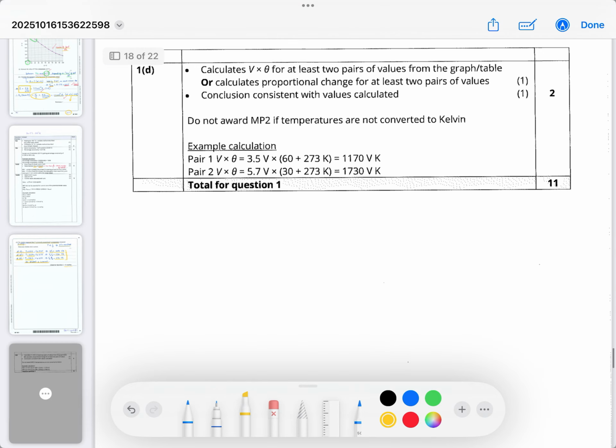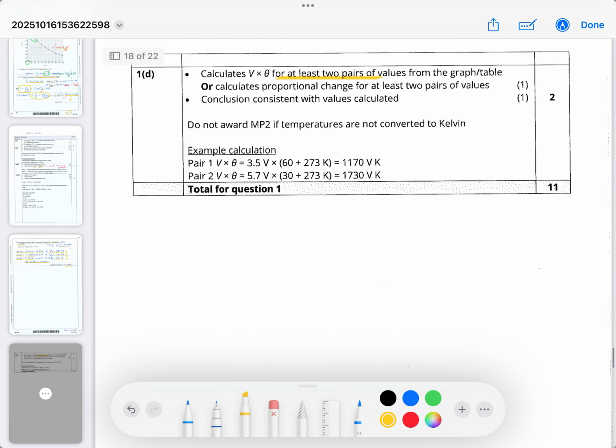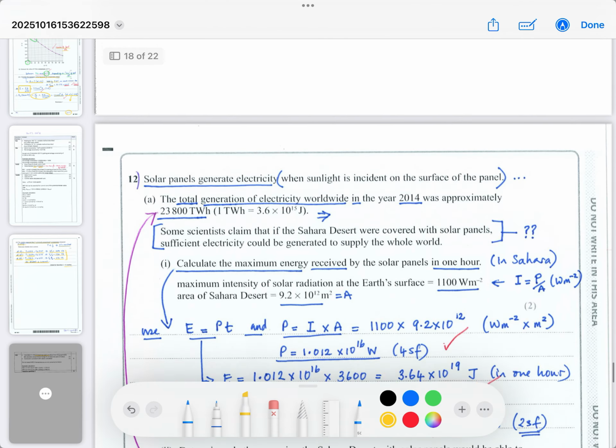And here is the mark scheme for that. See, at least 2 pairs. I did 3 pairs, and they come out to different values, not even close.